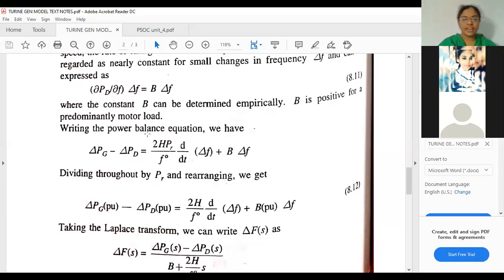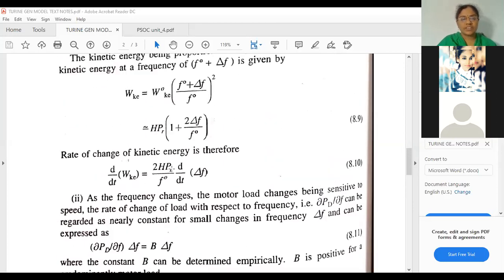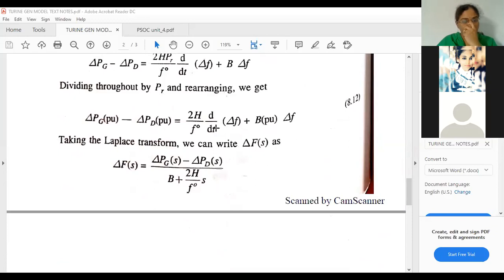So from the power balance equation, I think you know, in the first unit we have seen PG minus PD is equal to loss. I already explained this, right? PG minus PD is loss. So I'm writing PG minus PD from the first equation, whatever we got from the first equation: 2H F naught d by dt delta F plus B into delta F.